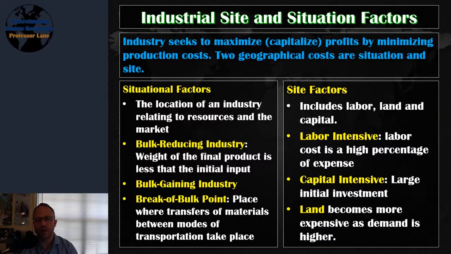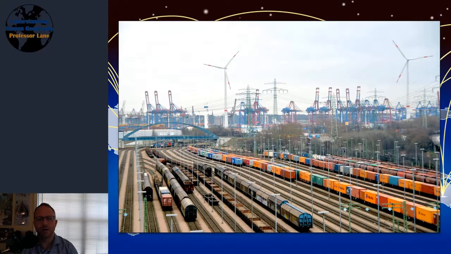Another situational factor is access to break of bulk points. These are locations where multiple forms of transportation converge. Large break of bulk points, such as the shipping yard in New Orleans, connect seagoing ships with the railroad, bulk transport trucks, and the air freight industry.